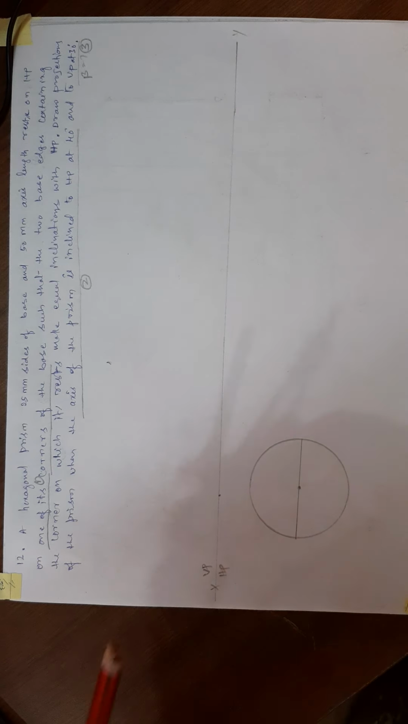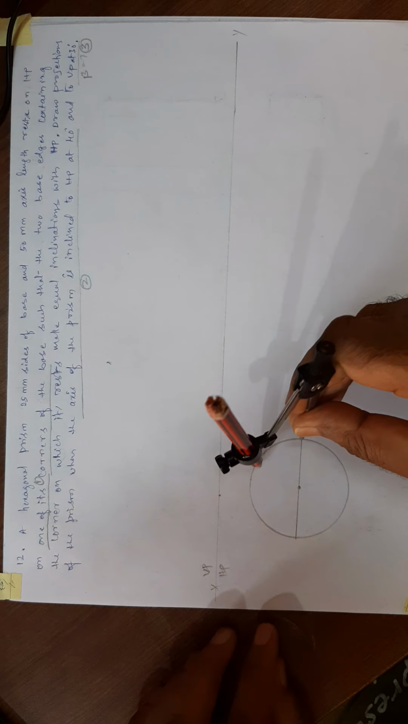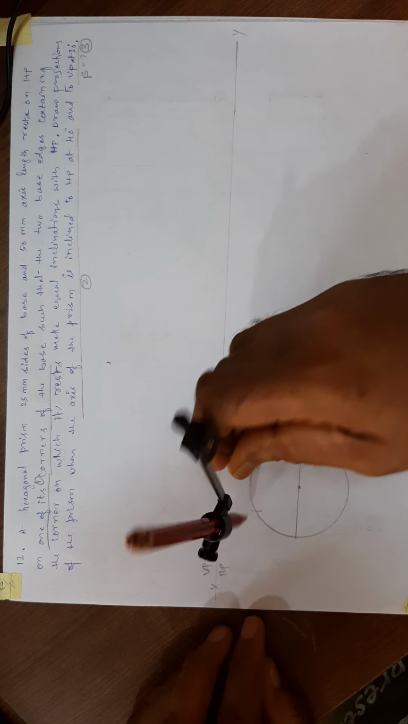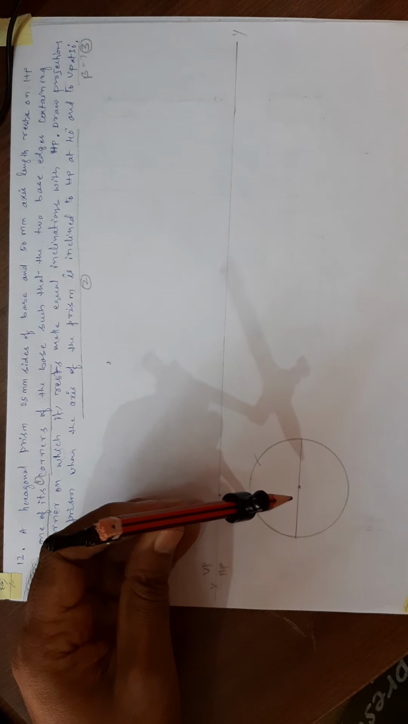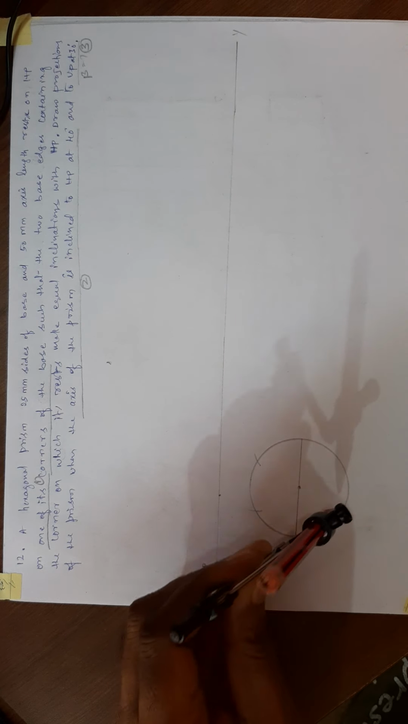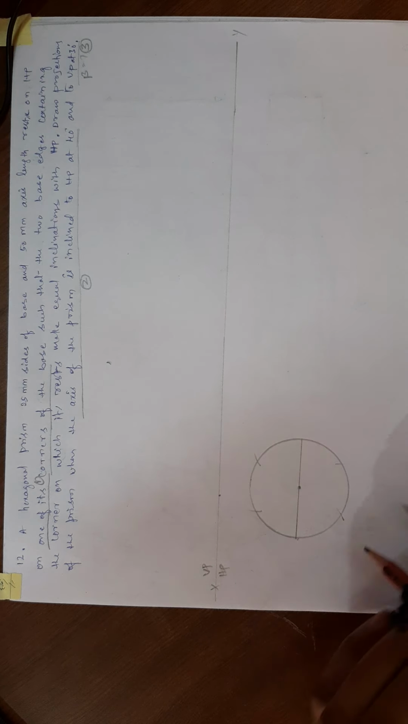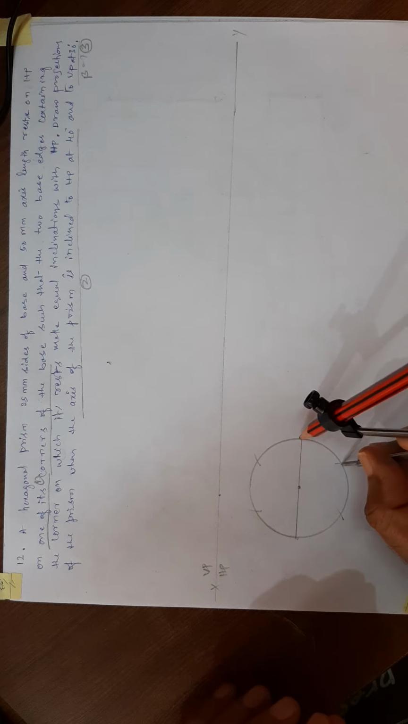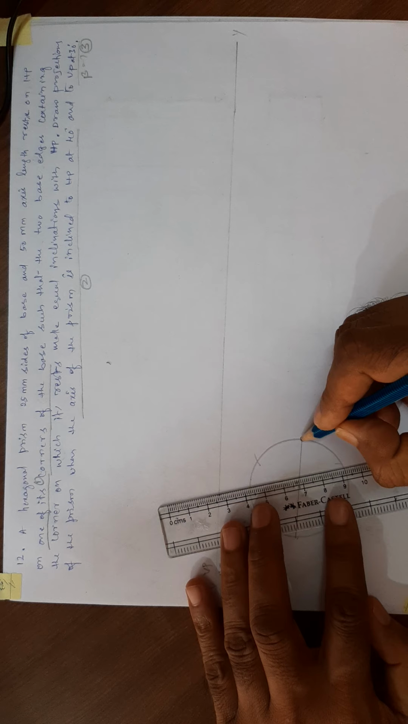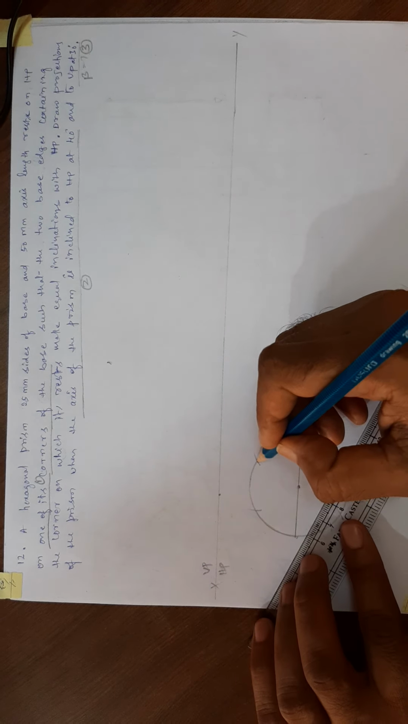Now take the compass and, with the same measurement of 25 mm, cut this circle into 6 divisions. Now see, you will get the points here. Now join all the points with a thick line.